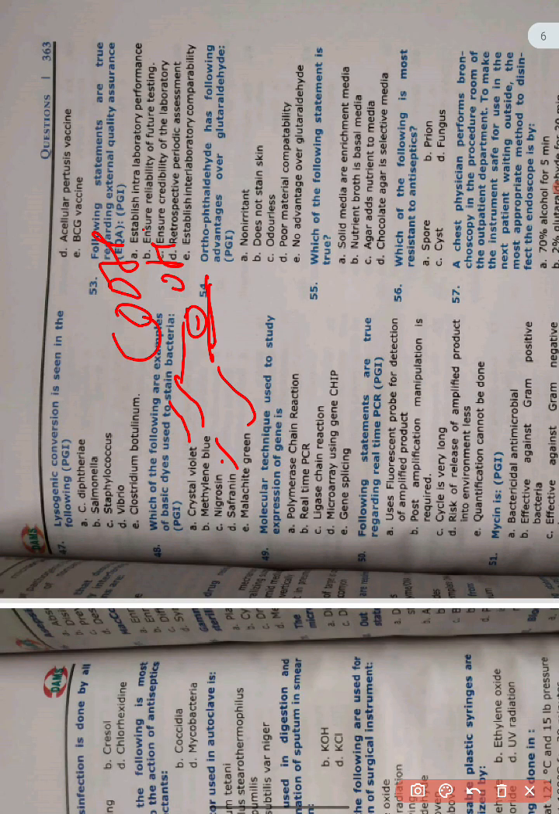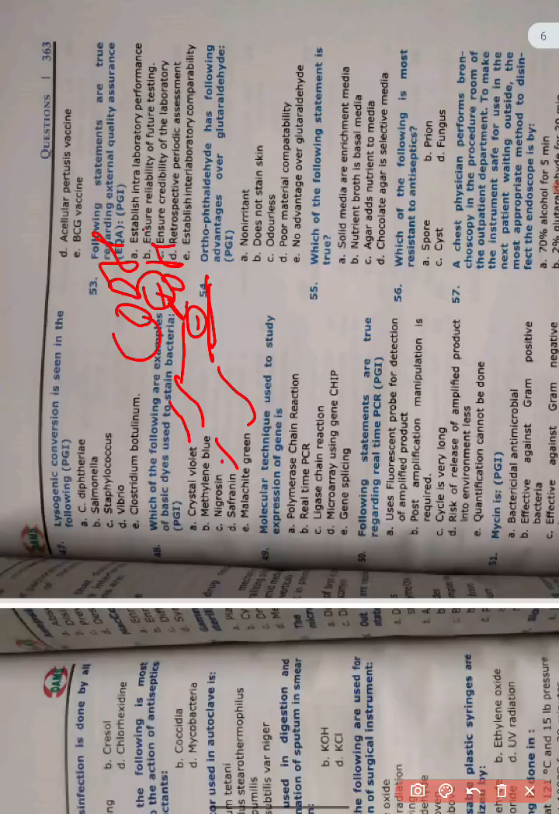What is the surface of bacterial cells like? Negatively charged due to teichoic acid. So basic dyes are commonly used in bacteriology because they are positively charged, so they bind to the negatively charged surface. Examples: crystal violet, methylene blue, safranin, basic fuchsin, malachite green. So multiple correct answers are there.